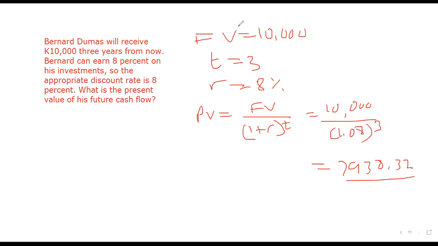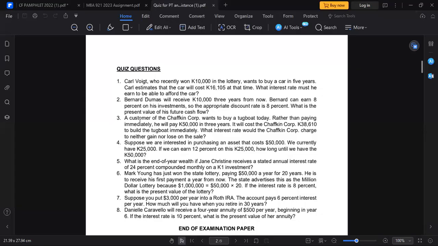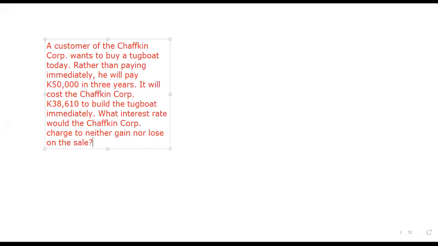All right, let's go to the third question. We're told that the customer at Trafficking Corporation wants to buy a boat today. Rather than paying immediately, he will pay 50,000 in 3 years. It will cost 38,600 to build a tugboat immediately. What interest rate would Trafficking Corp charge to neither gain nor lose? So what are they looking for here? So what are we given in this question?